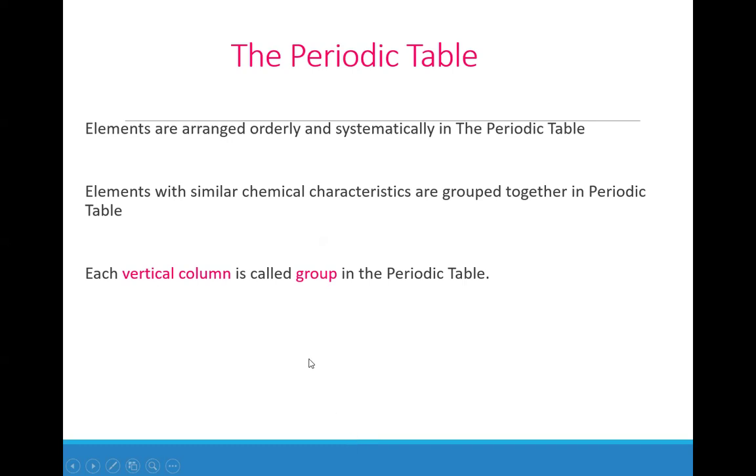The vertical columns are known as groups, and the horizontal rows are known as periods. There are a total of 8 groups in the periodic table and 7 periods. The group numbers represent the number of valence electrons that an element possesses. So, for example, if an element belongs to group 3, it will have 3 electrons in its outermost shell. Whereas if an element has a group number of 1, it will have only 1 valence electron. And the group number also helps you predict the oxidation state of that element.